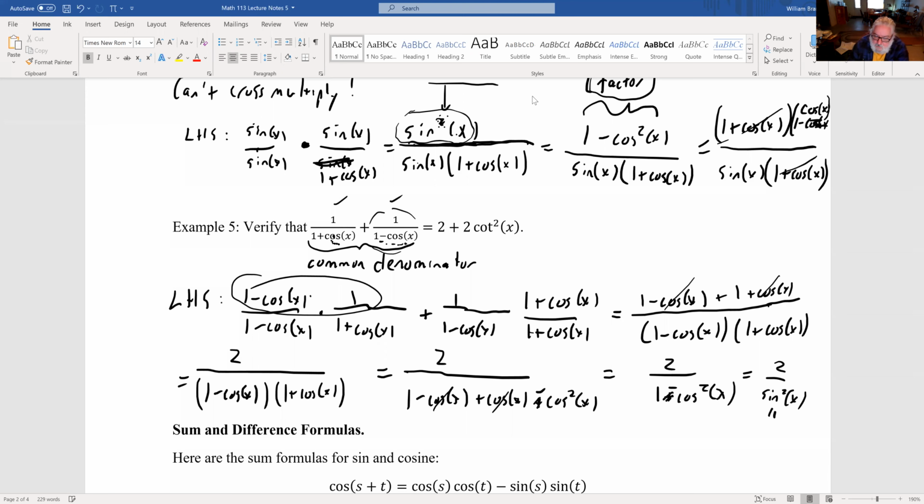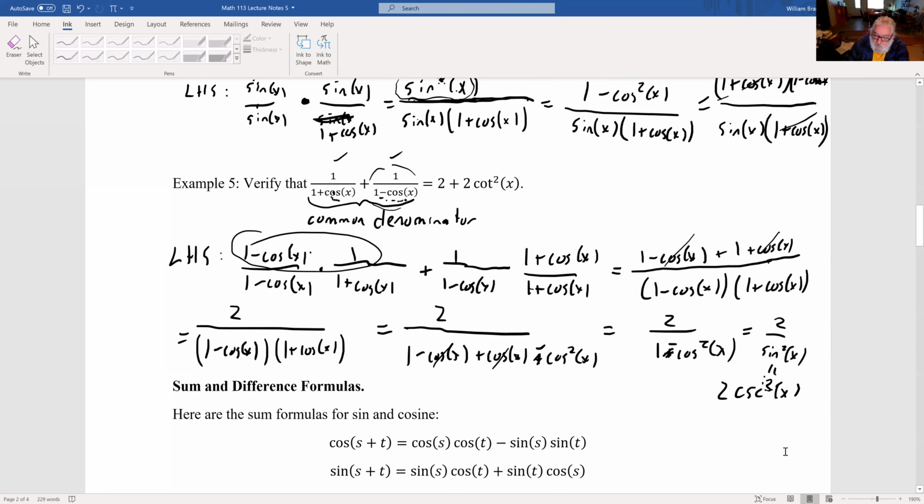Okay, but we know that 1 over sine squared x is the same thing as cosecant squared of x. And we have a Pythagorean identity involving cosecant. Cosecant squared of x is equal to 1 plus cotangent squared of x. And that gives us what we're looking for.